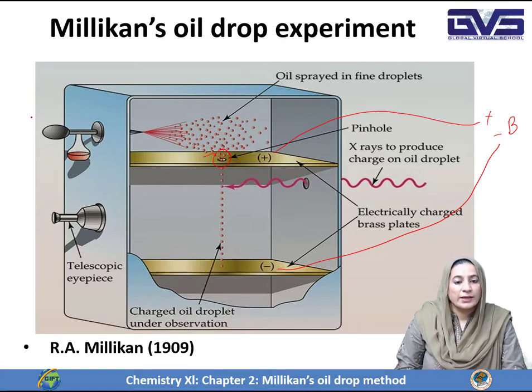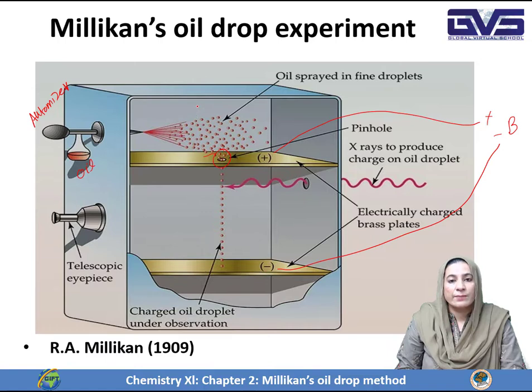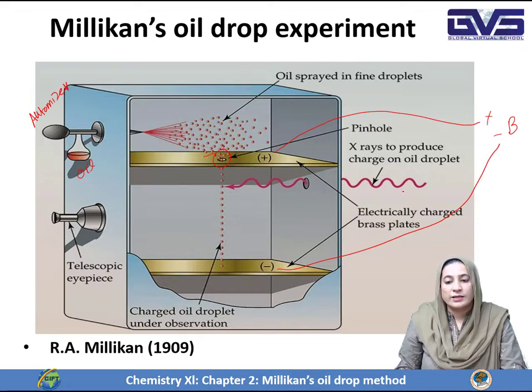And here is the atomizer. The purpose of the atomizer is just to spray the oil droplets inside. A drop contains a big quantity, while fine droplets have very low mass, and this passage is for these oil droplets. And here is the telescopic eyepiece, just to observe the movement of these oil droplets inside the chamber, because this chamber is made of metal. And there is one X-ray source just to charge these oil droplets inside the chamber.